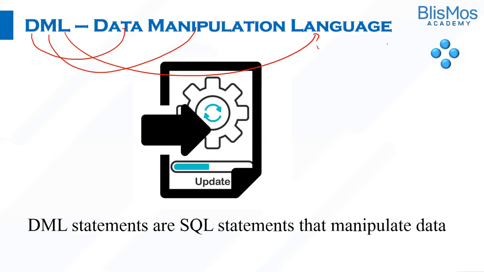DML is data manipulation language. DML statements are the SQL statements that manipulate the data. When I say manipulate, what exactly am I talking about? Manipulating the data means you either update the data, delete the data, or make some changes to the data. That is nothing but manipulation of the data. From here on, if somebody mentions manipulating the data, please bear in mind that it means changing the data, not subjecting the data to analysis.